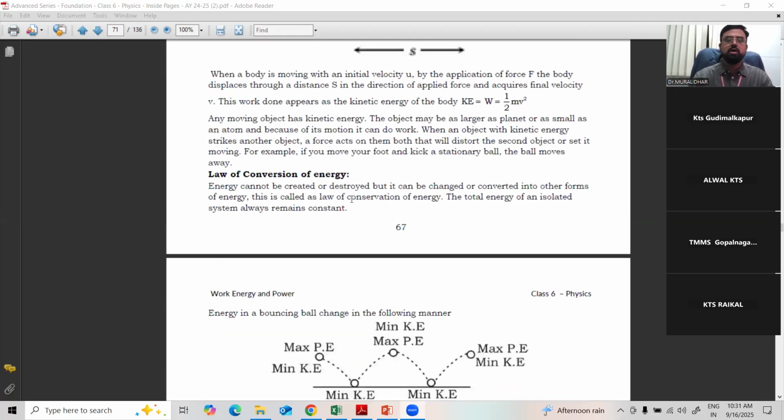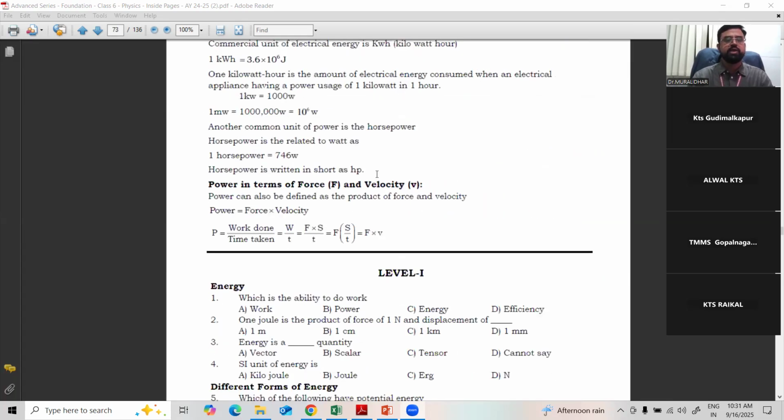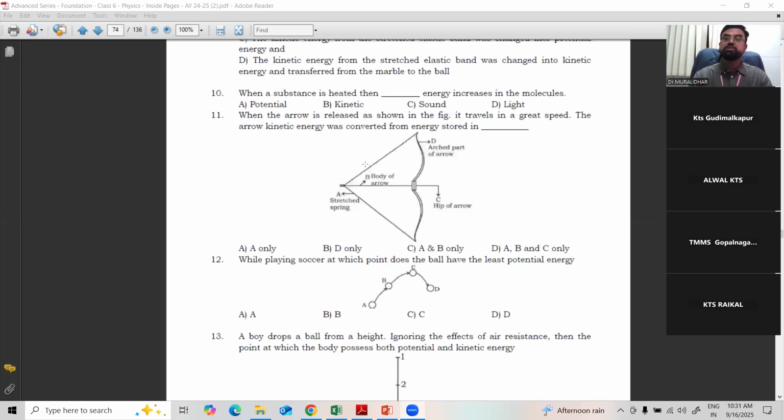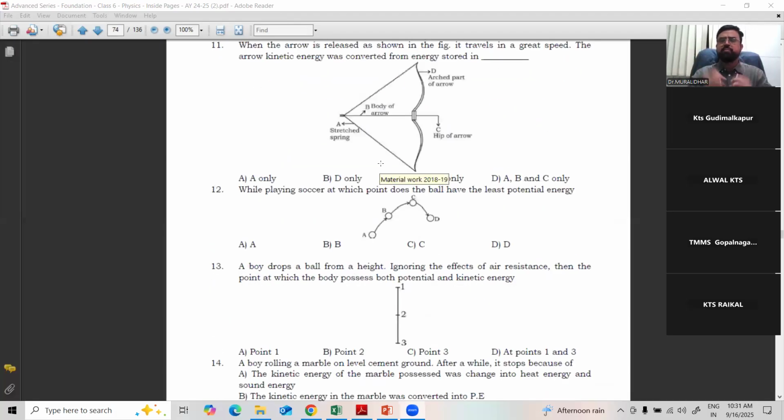Then comes power. Power is also related to work done. How fast you are doing work is called power. For example, you have a lot of capacity to do work. I give you one chapter to complete, and you can complete it if I give 10 hours. That is your energy. But another person can complete the same chapter in 2 hours. So what I can say is the second one's power is more, and the first one's energy is more. Power is nothing but how fast you are doing work.